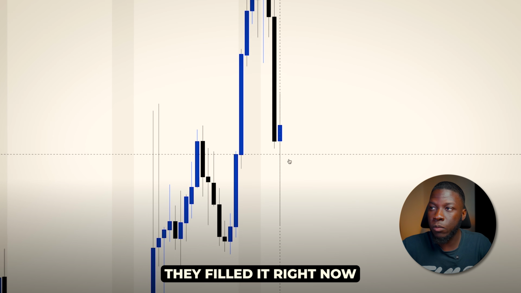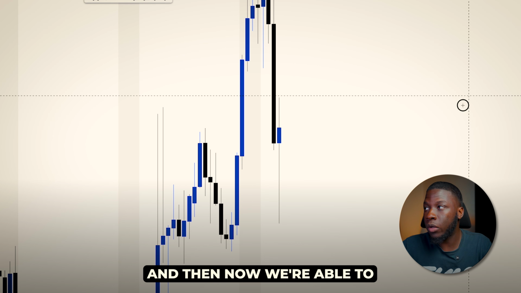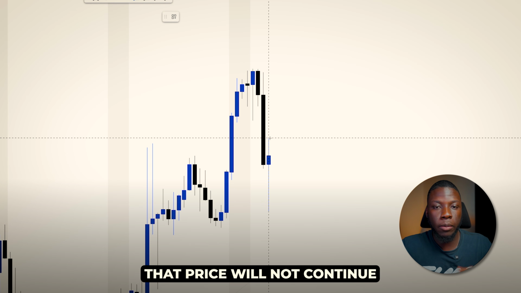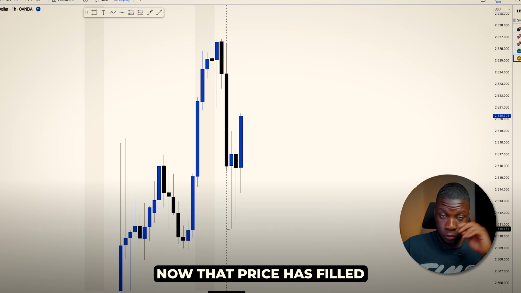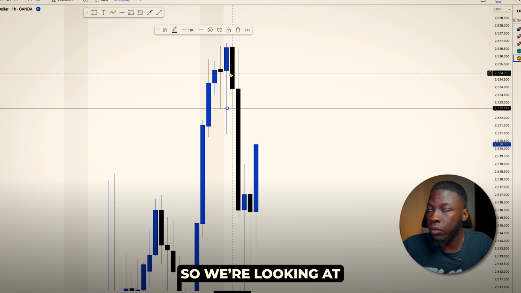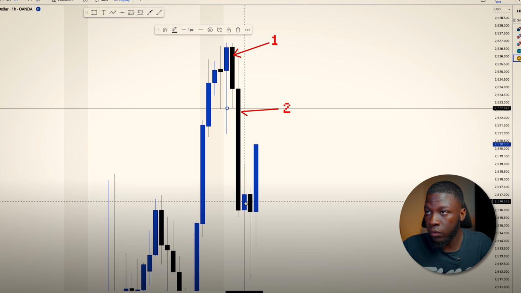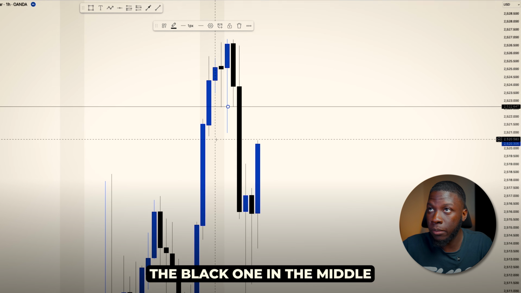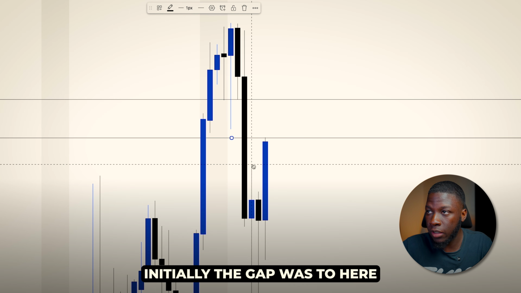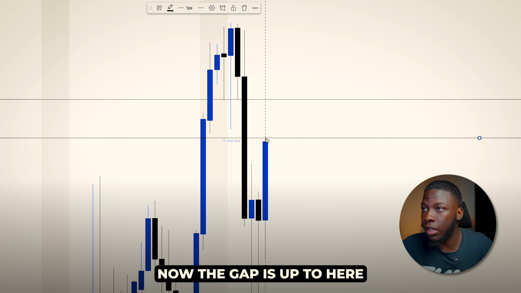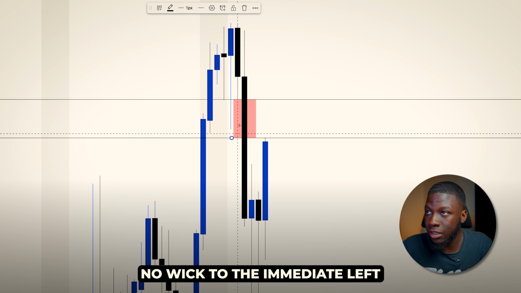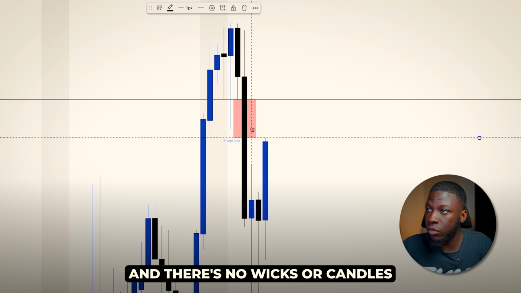So in this case, they filled it, and now we're able to say, okay, cool. Once they've done that, there is a likely chance that price will continue about its way. Now that price has filled this gap entirely, there is another gap that was formed before price got there. So we're looking at 3 candles, remember? 1, 2, 3. The black one in the middle is the subject. Initially the gap was to here, then this candle filled it up even more, so now the gap is up to here. Right here, you can see there's no wick to the immediate left and there are no wicks or candles to the immediate right either.